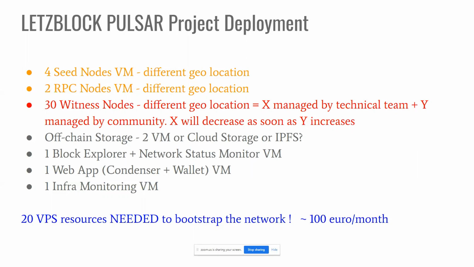For the block explorer and network status monitor, again, should be another virtual machine. For the web application, condenser and wallet should be another virtual machine. And for the infrastructure monitoring, another virtual machine. So as you can see here, except for the 30 witness nodes that in the end should be managed and maintained by the community, we should think of a solution on how to provision all the other virtual machines.